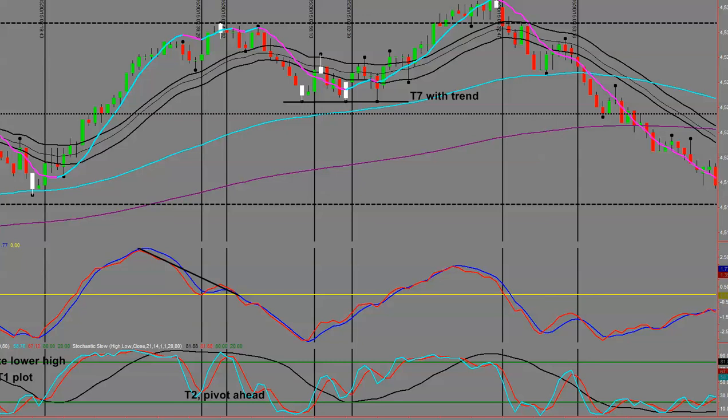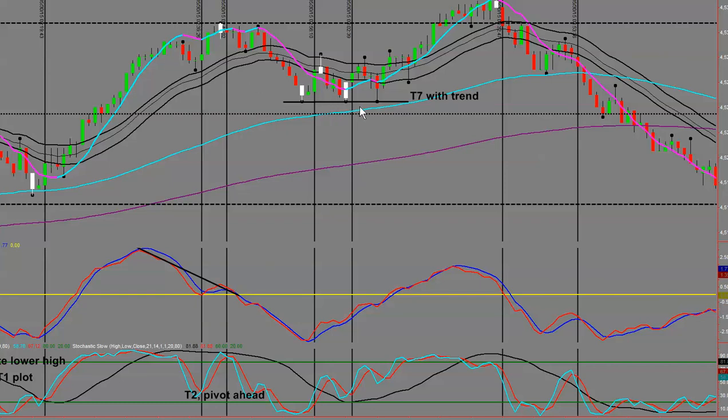It doesn't take long. Now what we've got here is a T2, but what's happening, we're getting what we call angulation, and we've also got something coming up here, a pivot. So these are all really logical things that you pick up very quickly.